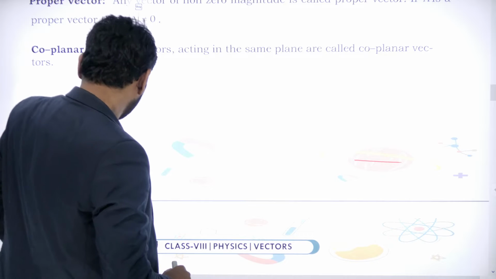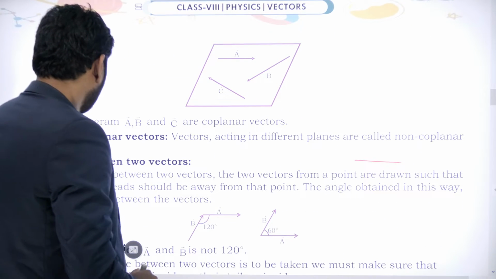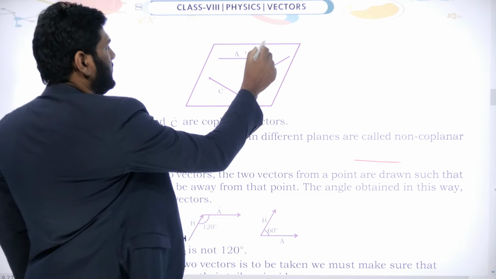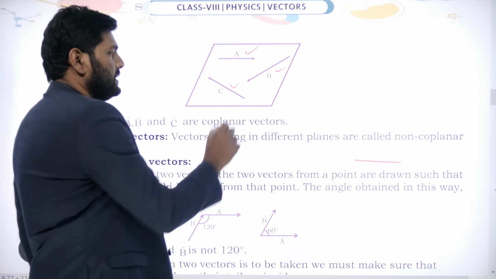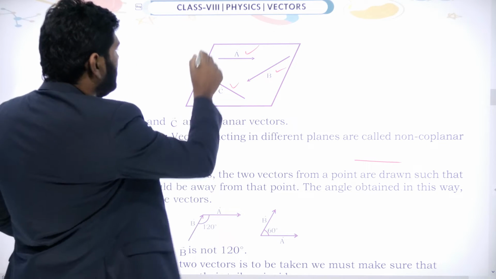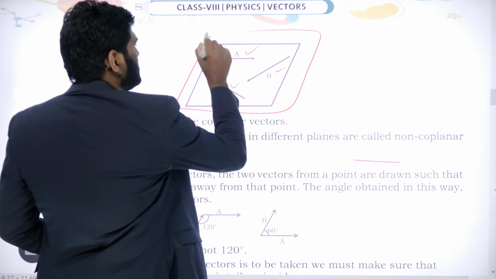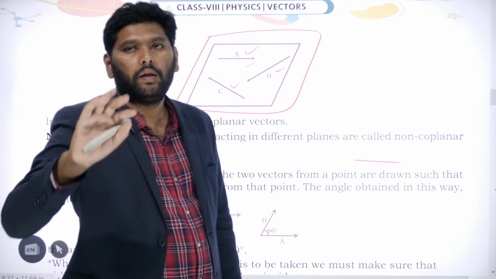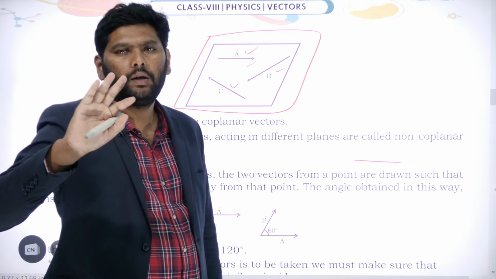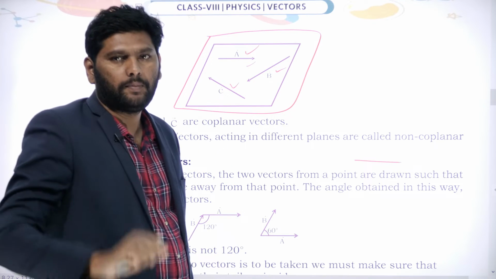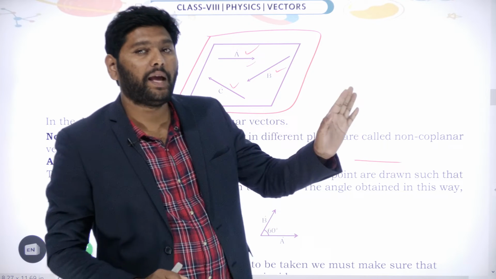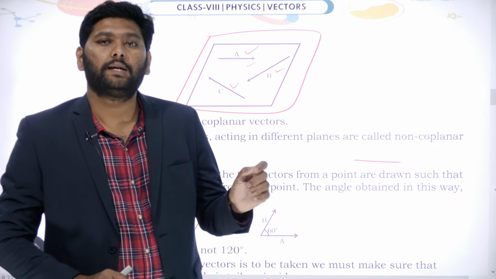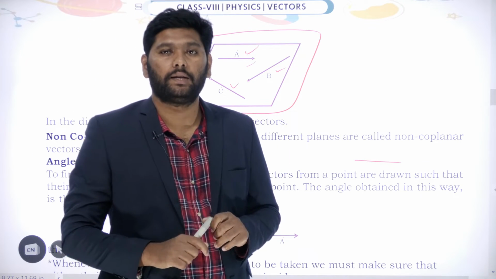See, this is the diagram. Here, how many vectors do we have? This is vector a, this is vector b, this is vector c. These vectors are acting in this plane, so a, b, c we will call coplanar. Magnitude is different, direction is different, it doesn't matter. If they are acting in the same plane, the vectors are called coplanar vectors.